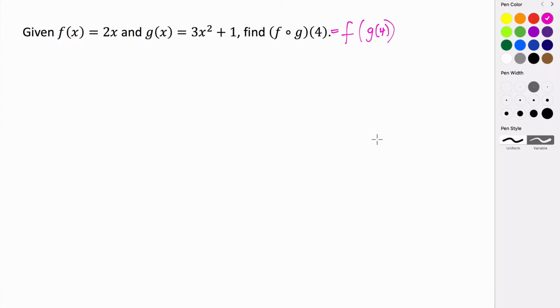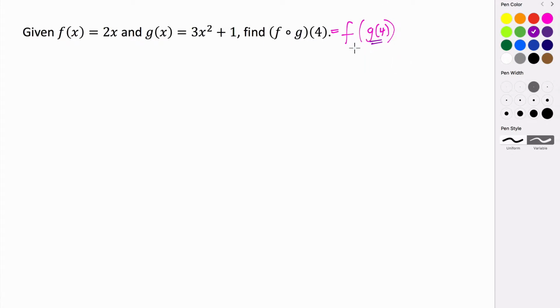So what does this mean? Well, really what we're doing is taking g and evaluating it at 4, and then taking that value and plugging it back into f. So that's one way that you can do this. Or if you really wanted to, you could find the composition of f and g and then evaluate that new function at 4. And I'll show you both ways.